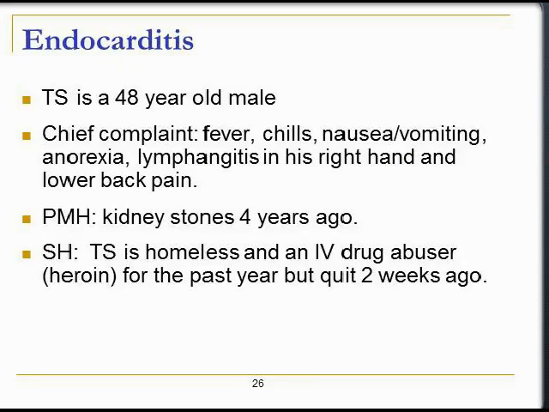All right, moving on now. Endocarditis. This is TS. TS is a 48-year-old male, and this particular case is at the bottom of page 26. He presents to the emergency department with fever, chills, nausea, vomiting, anorexia, lymphangitis in his right hand and lower back pain. He really doesn't have any past medical history, just kidney stones 4 years ago. He is homeless and an IV drug user for the past year, but he quit 2 weeks ago.